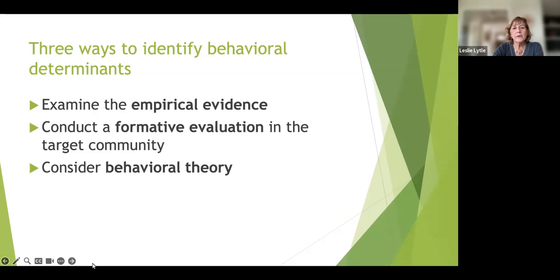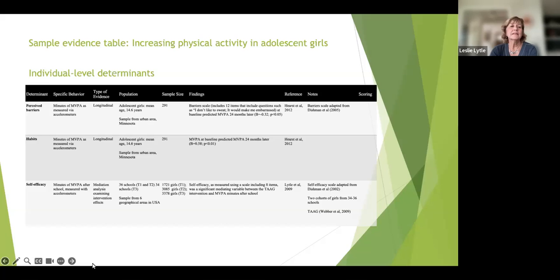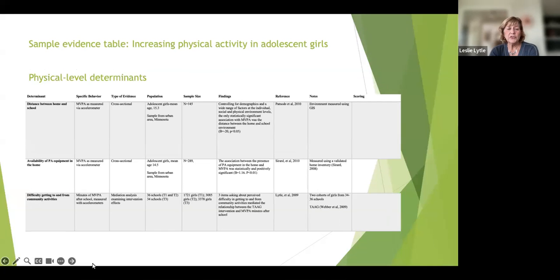When we're examining the empirical evidence, of course, we're doing a lit search, and we catalog our findings on an evidence table that might look like this. This evidence table is not organized by articles, but rather by the determinants that are reported on in every article. So each determinant is included on a single row and organized as either being an individual level determinant, a social level determinant, or a physical level determinant. And what we're looking for is within each article, the relationship that we're seeing between determinants and the behavior of interest. So as you build this evidence table, you have multiple pages that list all the individual level determinants, the social level determinants, and the physical level determinants.